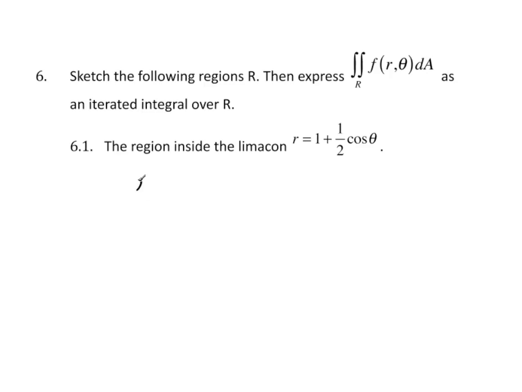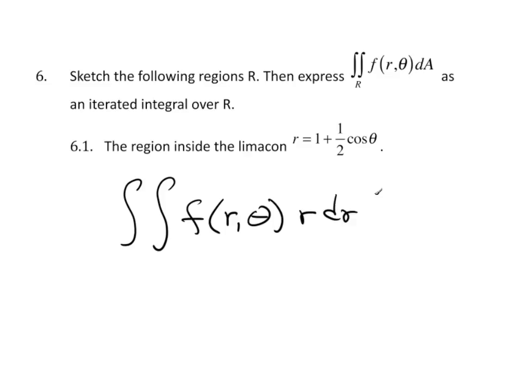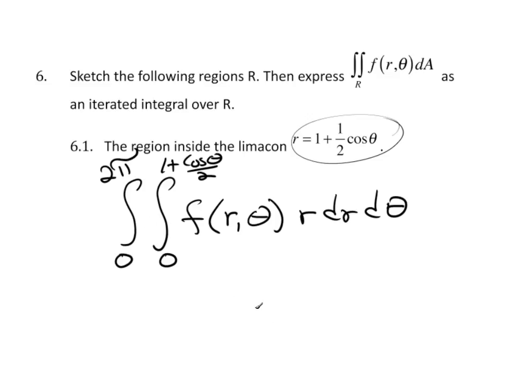So I can make this double integral. And the function is going to be some function that's still undefined, but r of f of r theta, r dr d theta. And r is going to go from 0 to 1 plus cosine theta over 2, which is just that thing right there. And then theta, in this case, will in fact go from 0 to 2 pi. So that is an iterated integral. I just don't actually have the actual function that I'm integrating.